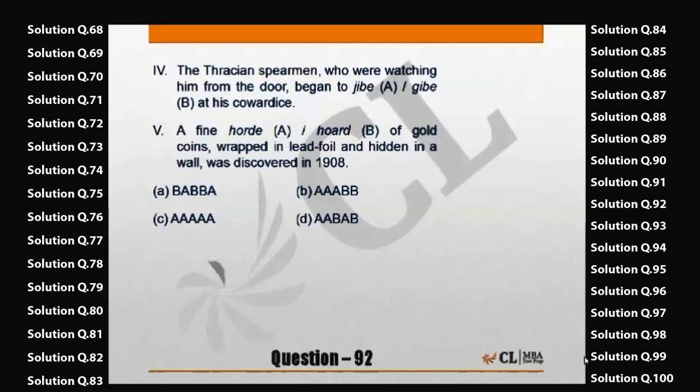Sentence 5 has to use the word H-O-R-D-E. Is that the correct answer? It says a fine hoard of gold coins wrapped in lead foil and hidden in the wall was discovered. The correct answer here is H-O-A-R-D, which means a collection of money or gold or valuable things. You would say that you have hoarded gold, you have collected gold.